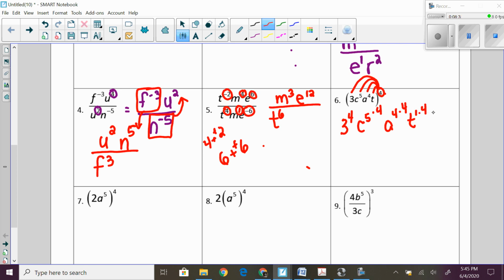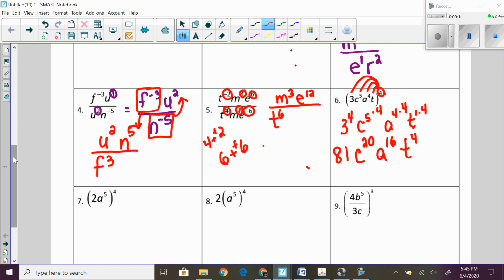Okay? And what we have to do now is we have to multiply. First of all, 3 to the 4th means 3 times 3 times 3 times 3. That is 81. Now what we have is a power of a power. So we multiply these and we get c to the 20th. A to the 4 times 4 gives us a to the 16th. And t to the 1 times 4 gives us t to the 4th power. Okay, so that used a couple of different rules there.